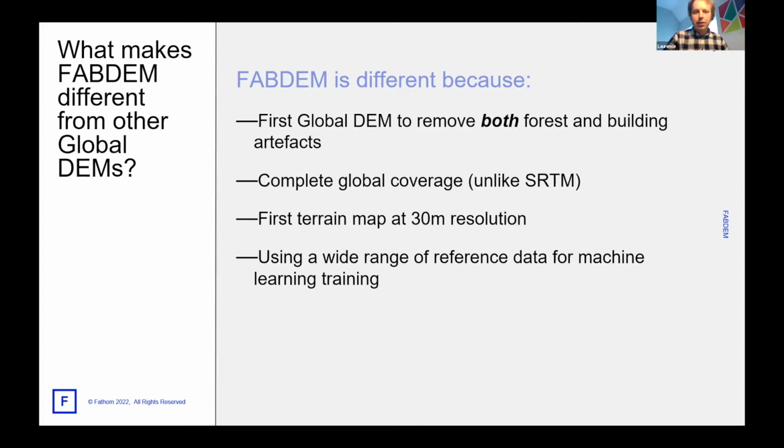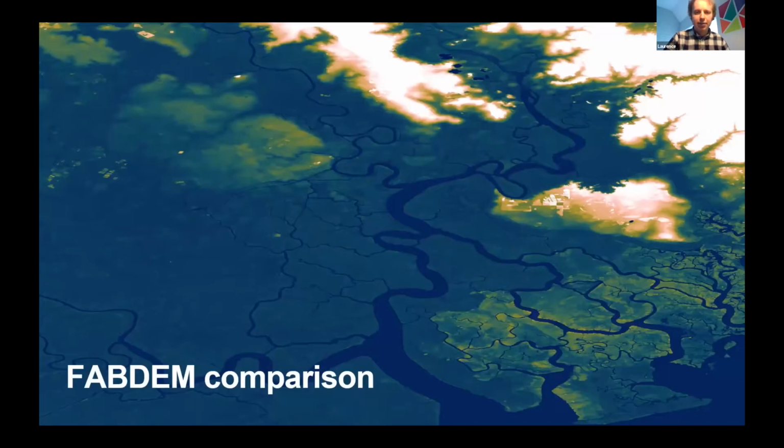Yeah, so now I'm going to pass you over to Peter Ewing, who's going to visualize what these differences mean, essentially. Thank you. Yeah, thanks, Laurence. So yeah, that was a good introduction to how we produce FabDEM, and I'm going to continue that with showing how FabDEM looks, basically.